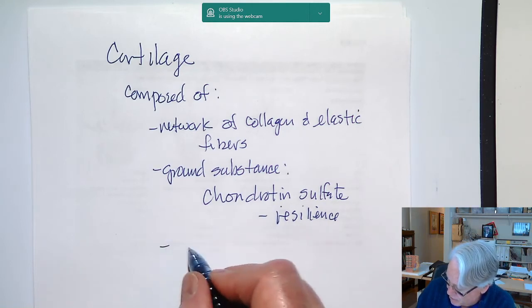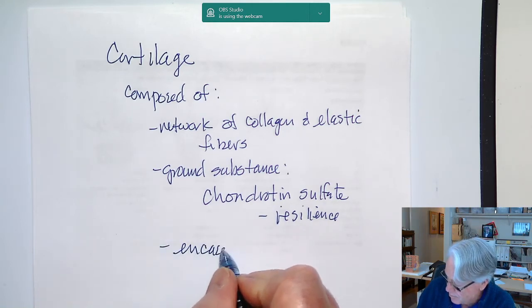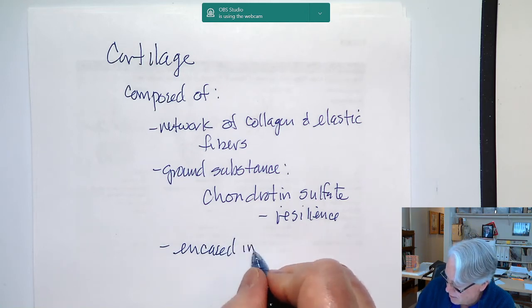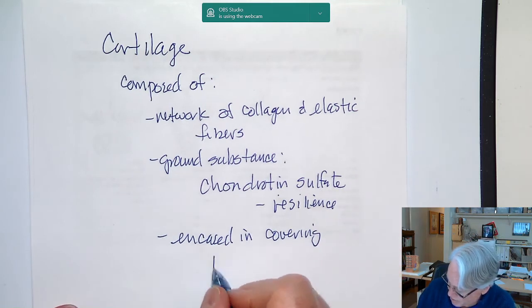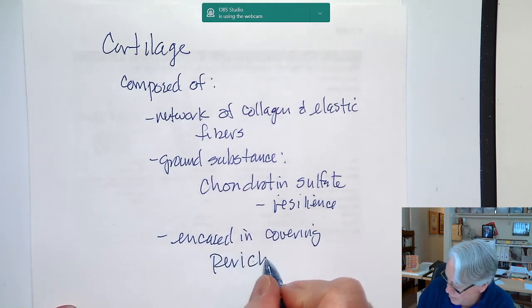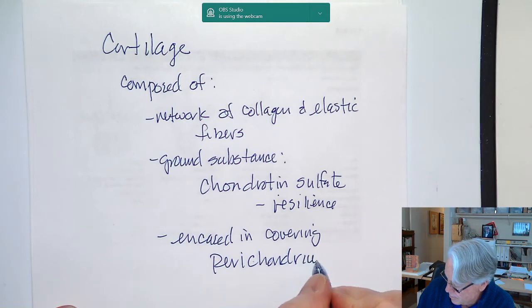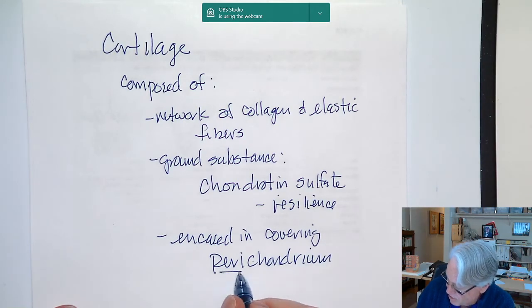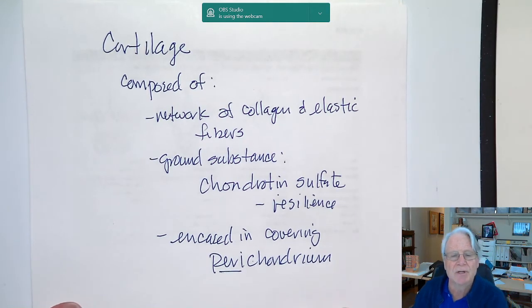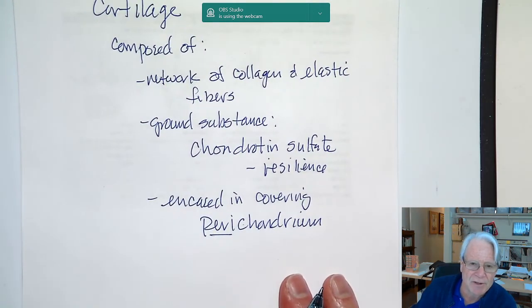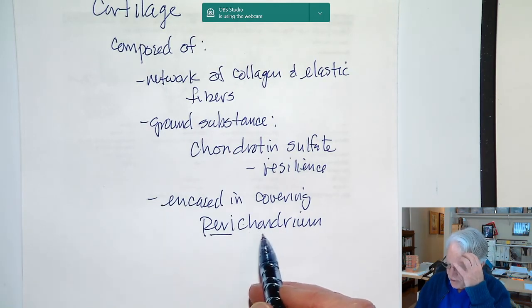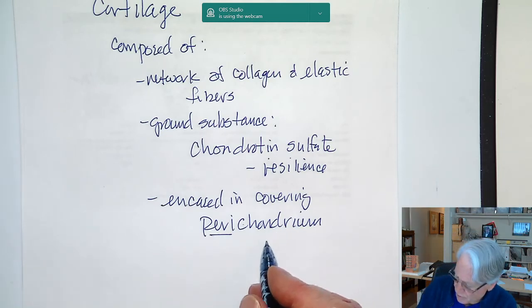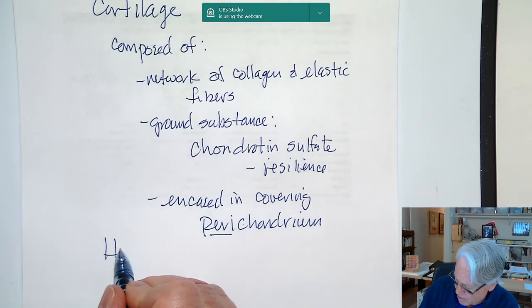And it is surrounded or encased in a covering, which is the perichondrium. Okay. Peri means around. Chondrium refers to cartilage, so around the cartilage. And as you know, this is dense irregular connective tissue. So hyaline cartilage is one type.